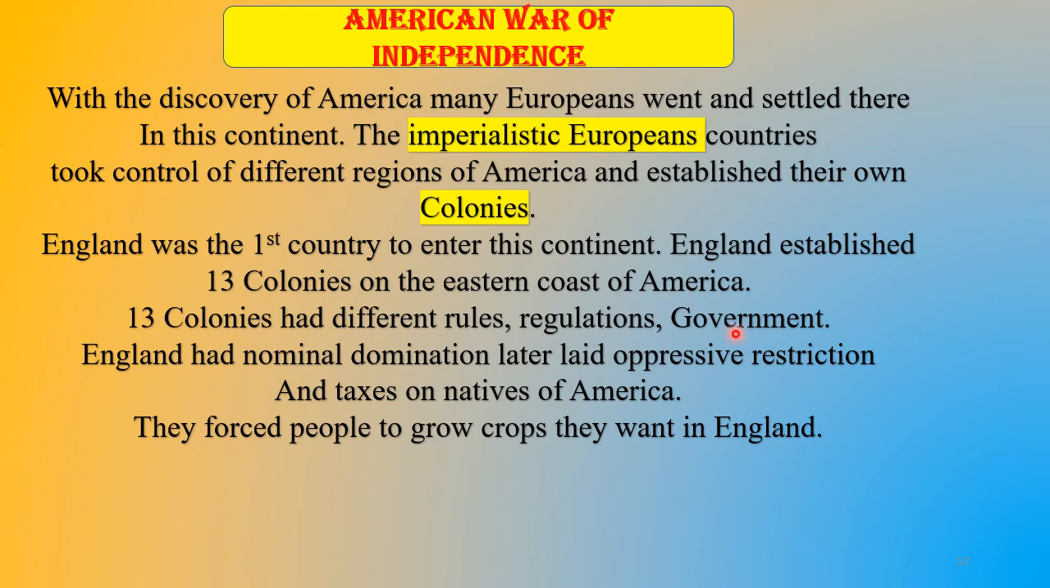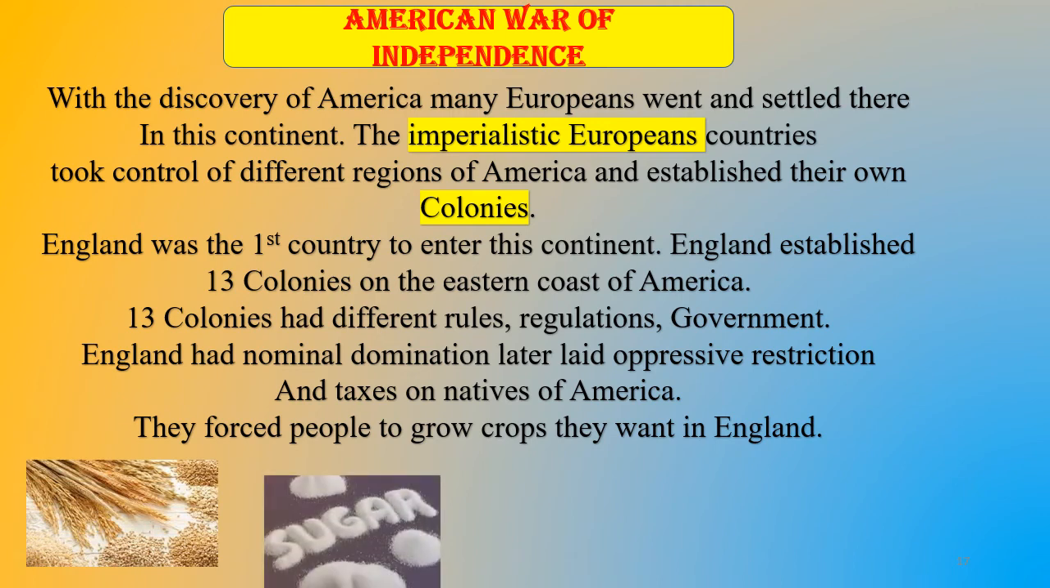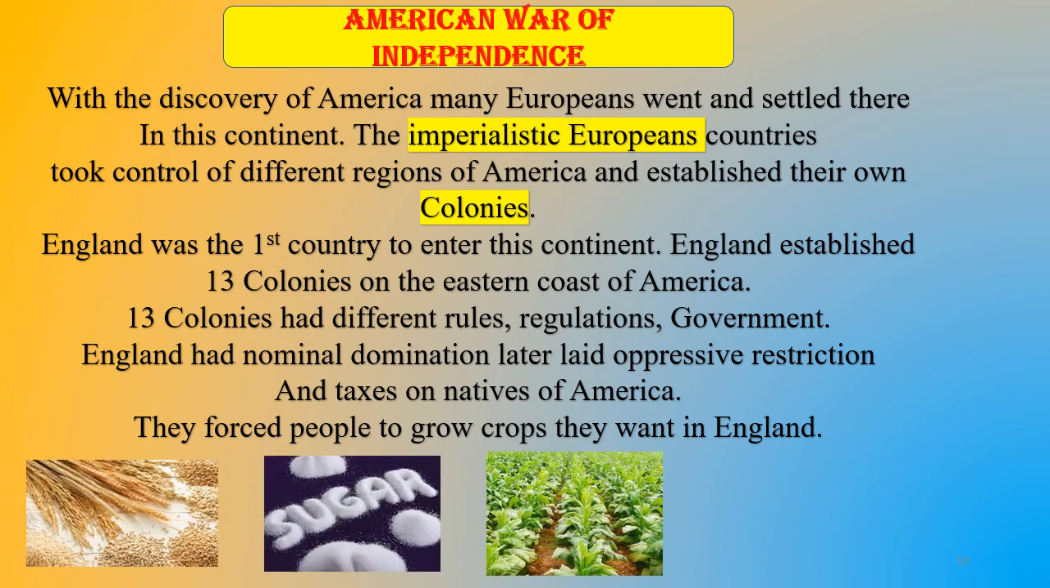England established 13 colonies. How many colonies did England establish? 13 on the eastern coast of America. The 13 colonies had different rules, regulations, government. England had nominal domination, later imposed oppressive restrictions and taxes on the natives of America. They forced people to grow crops they wanted in England. See children, sugar, grains, tobacco, all these they had forced.